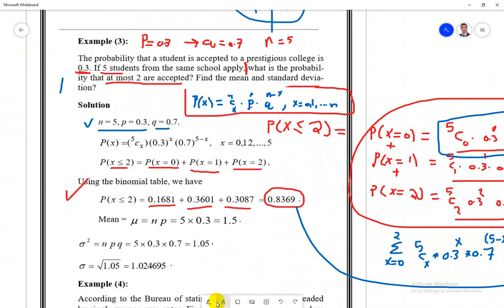As I told you, in general, the mean mu equals n times p. So that equals 5 times 0.3. Second, the variance: the variance is sigma squared, n times p times q. The standard deviation is the square root of the variance. So by direct substitution, the square root of 5 times 0.3 times 0.7 equals the square root of 1.05, approximately equal to 1. So the mean equals 1.5, and the standard deviation equals 1.